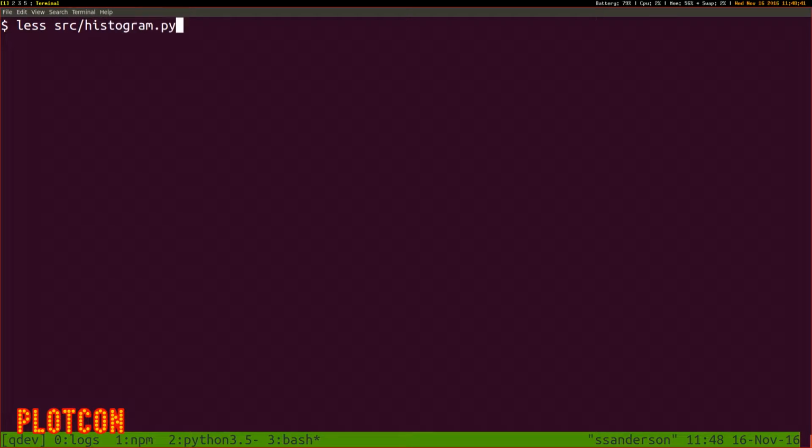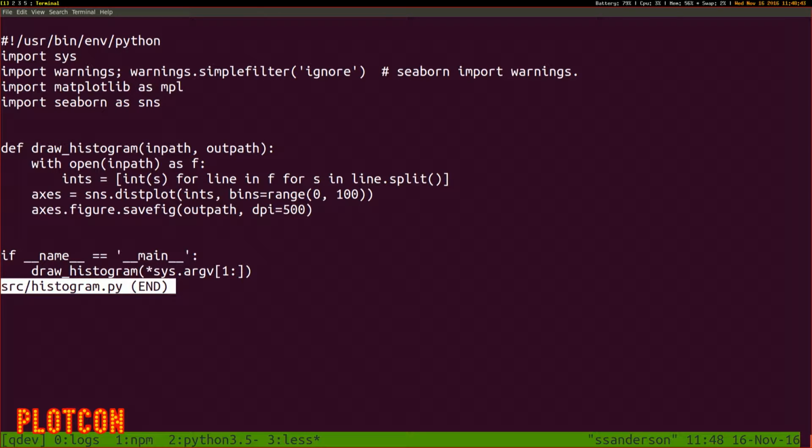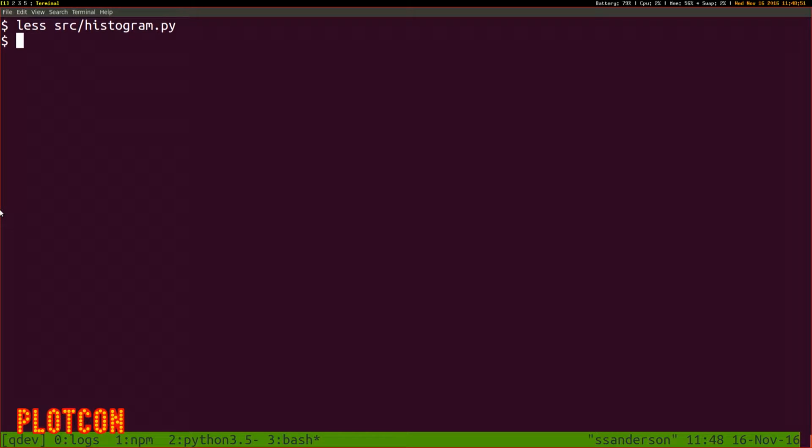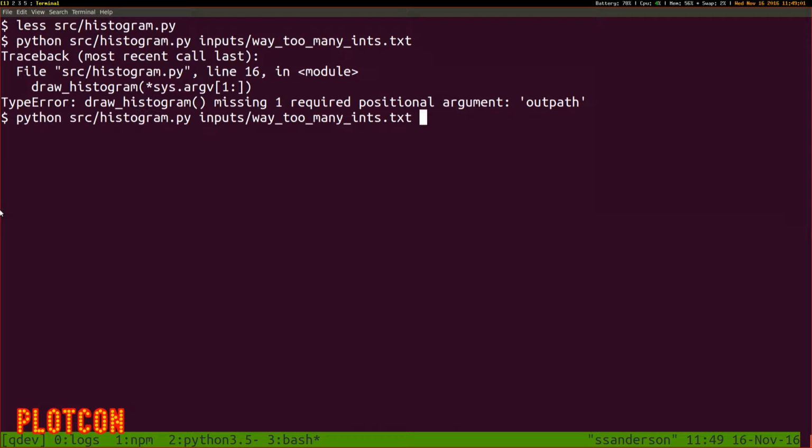Less source histogram.py. So we can say, with open my file, read all the ints, seaborn.displot, save the file. Whole bunch easier. So I can do Python, source, histogram, inputs. We'll even bump it up to way too many ints here. And we'll let that go, and I need to tell it where to go. Histogram.png.